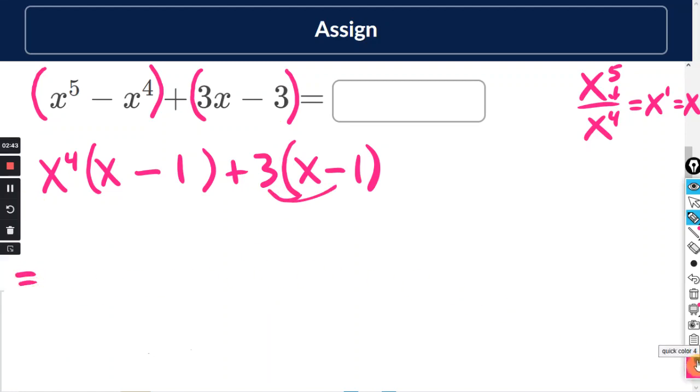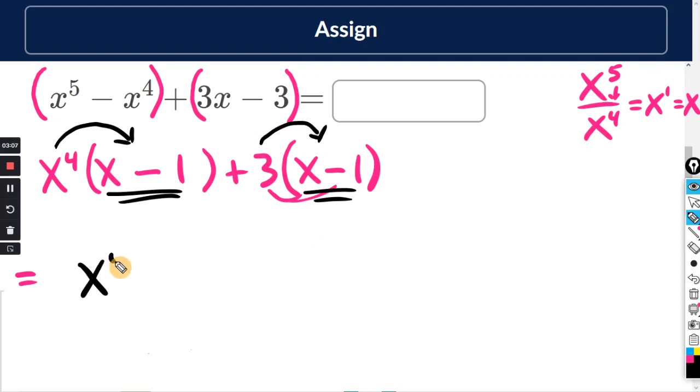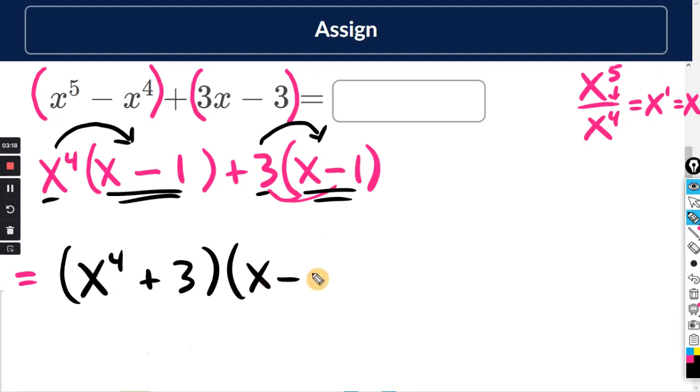And now what we have here is a common binomial. We have x minus 1 and x minus 1. So since x to the 4th is multiplied times x minus 1, and positive 3 is multiplied times x minus 1, we can multiply each of these together times x minus 1. So it's going to be x to the 4th plus 3. All right, I use this and this, and that's going to be times x minus 1. Final answer.